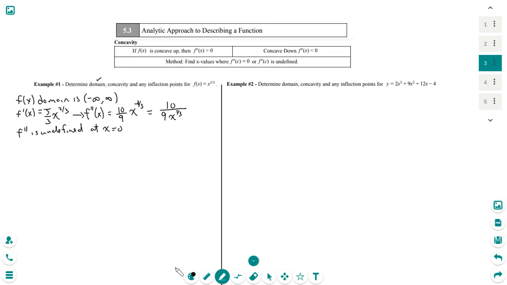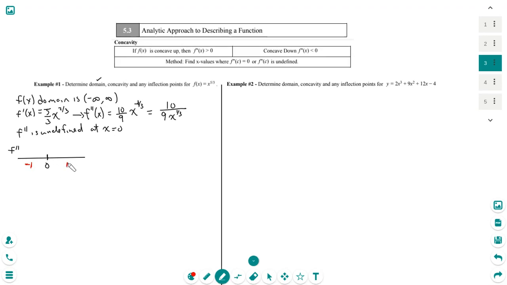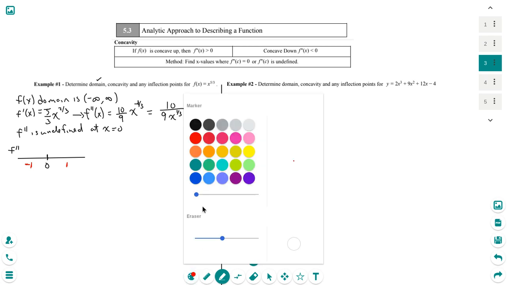So I draw a number line. And then I place the number that I found, the undefined value, which is 0 in this case, on the number line. And then I'm going to evaluate the second derivative at points around 0. Let me pick, on the left side, x equals -1, and I'll pick +1 on the right, and then let's evaluate.